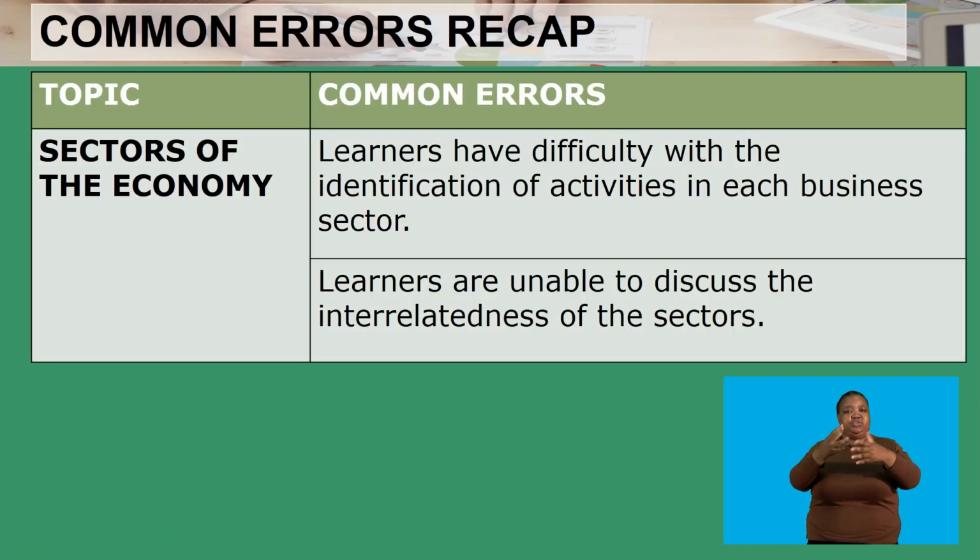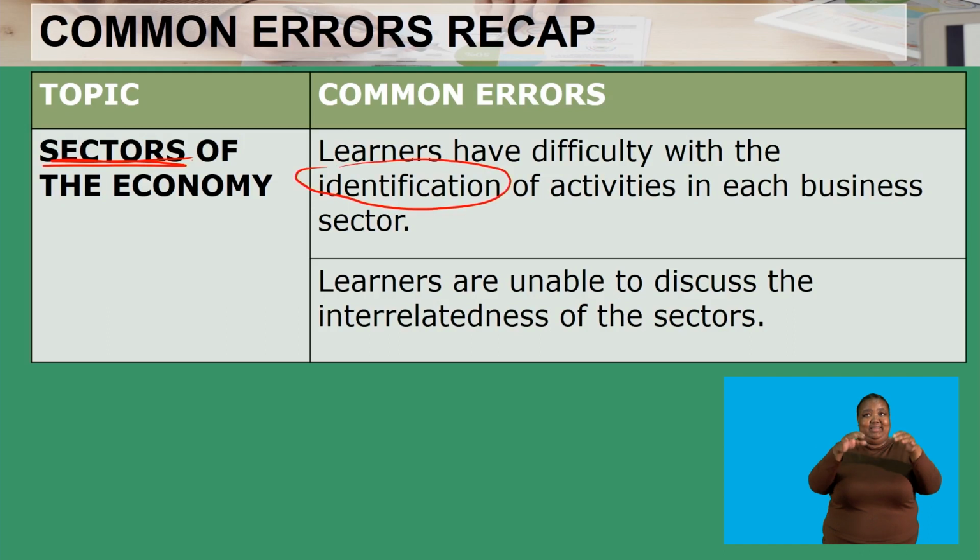Then we also have the different common errors that you can make in the business sectors. You might have a difficulty in identifying the activities in each sector. A tip here is to note that when we talk about the primary sector, for example, we will identify words such as extraction from nature, natural resources. That's where you find your forestry, your fishing, and agriculture.